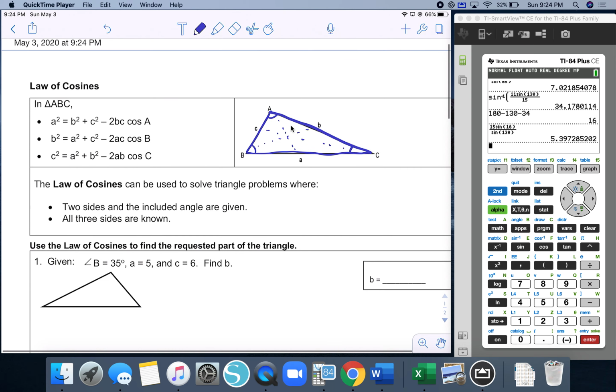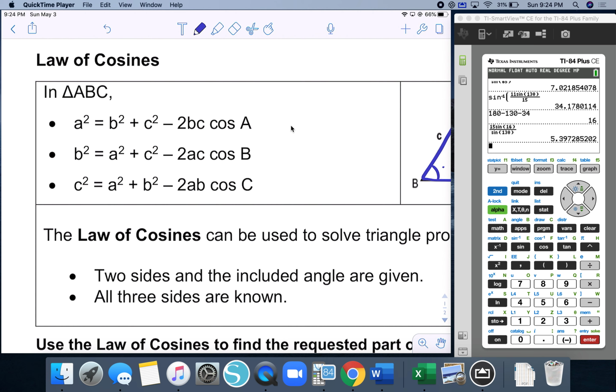So with the law of cosines, you can use it with whatever side you need: side A, side B, or side C. If you notice, they have the exact same formulas, just with different letters.